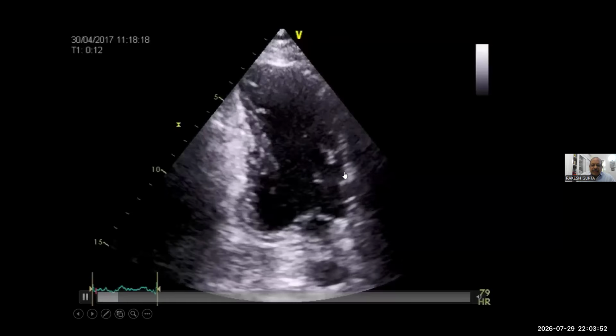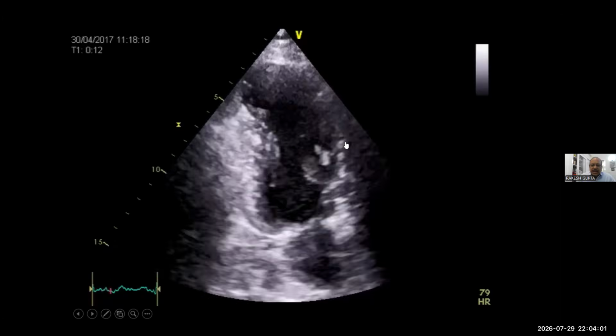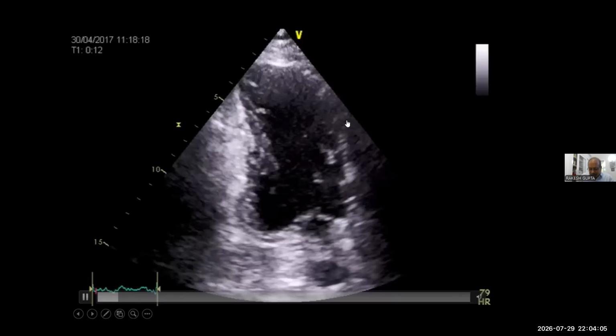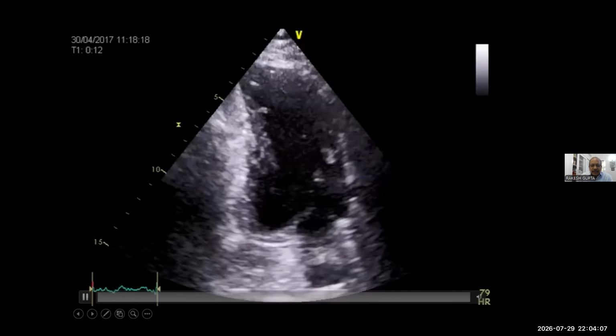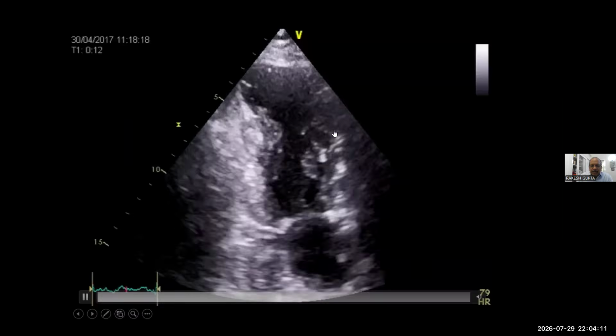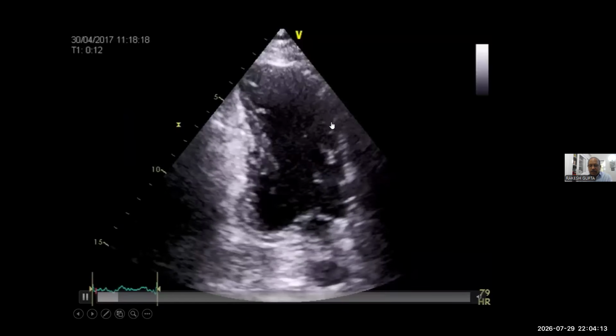Now look at this segment. This is hypercontractile. This is normal contractile. This is hypokinetic. Once you play, it looks as if this mid segment is contracting well. So this hypokinetic segment, because of the pulling effect, becomes normokinetic.